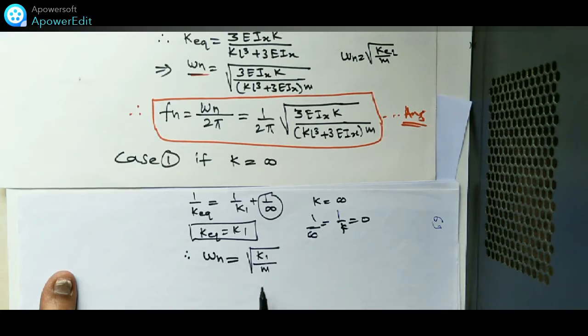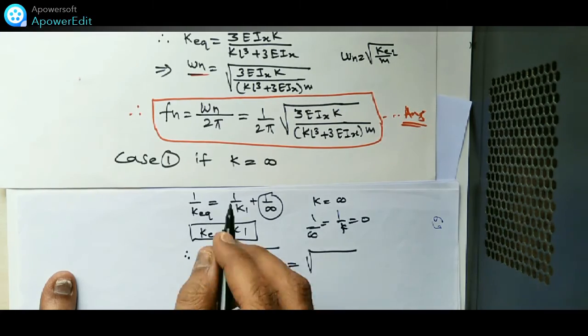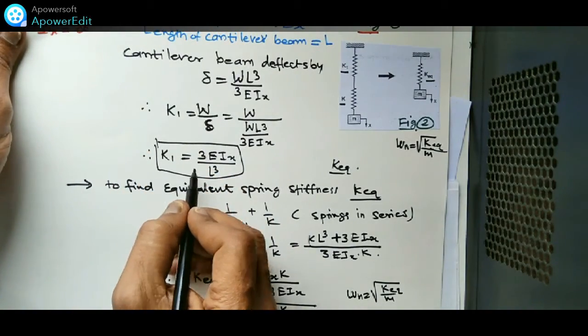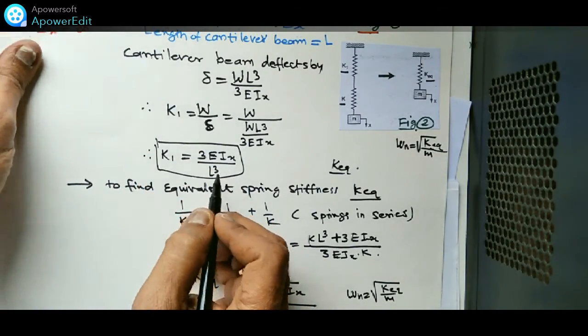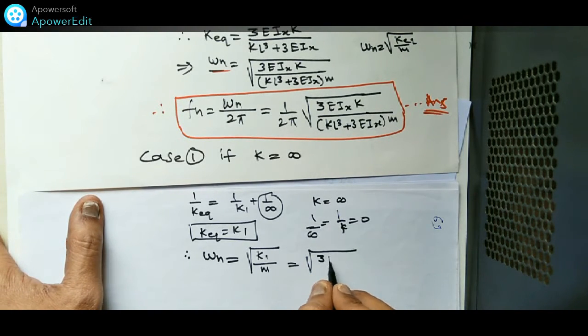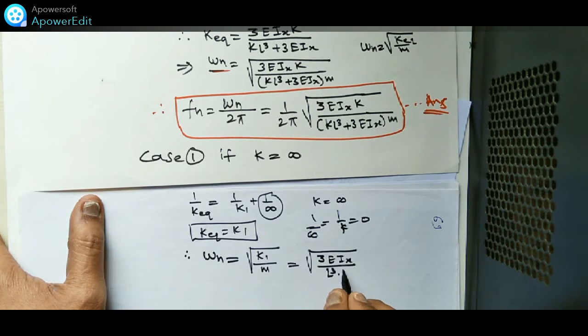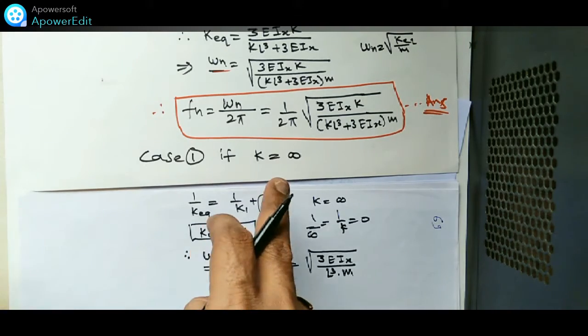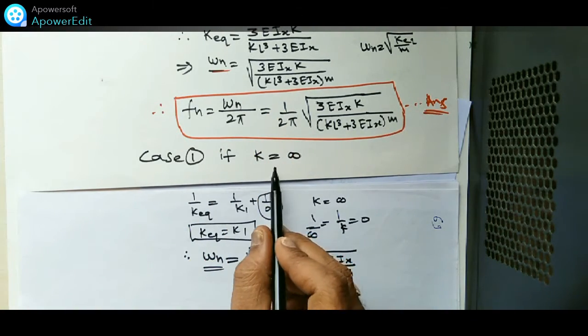So what is the value of k1? The k1 we already solved here. The value of k1 is 3EIx by L cube. So omega n is the square root of 3EIx divided by L cube into m. This is the natural frequency when k is infinite.